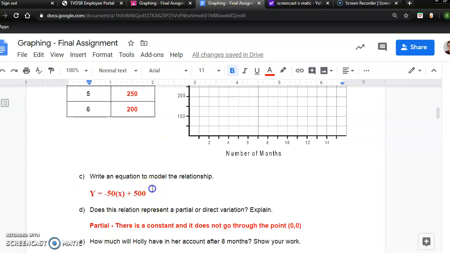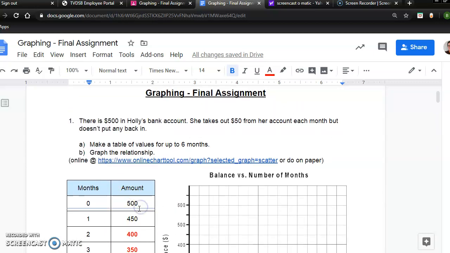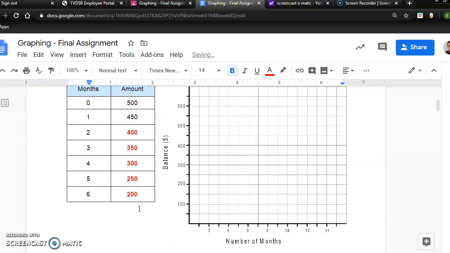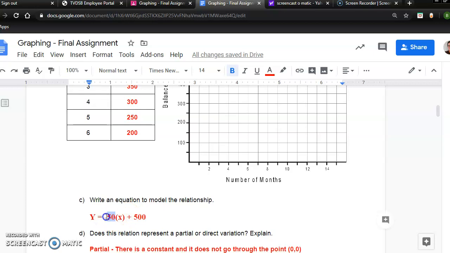Writing an equation is where some of us messed up. Everyone got the plus 500 right as the constant, because you're starting at $500, so that's where your constant's going to be. But what a lot of you got wrong is the rate of change, or the multiplier. The rate of change should be negative 50. The equation is y equals negative 50x plus 500.